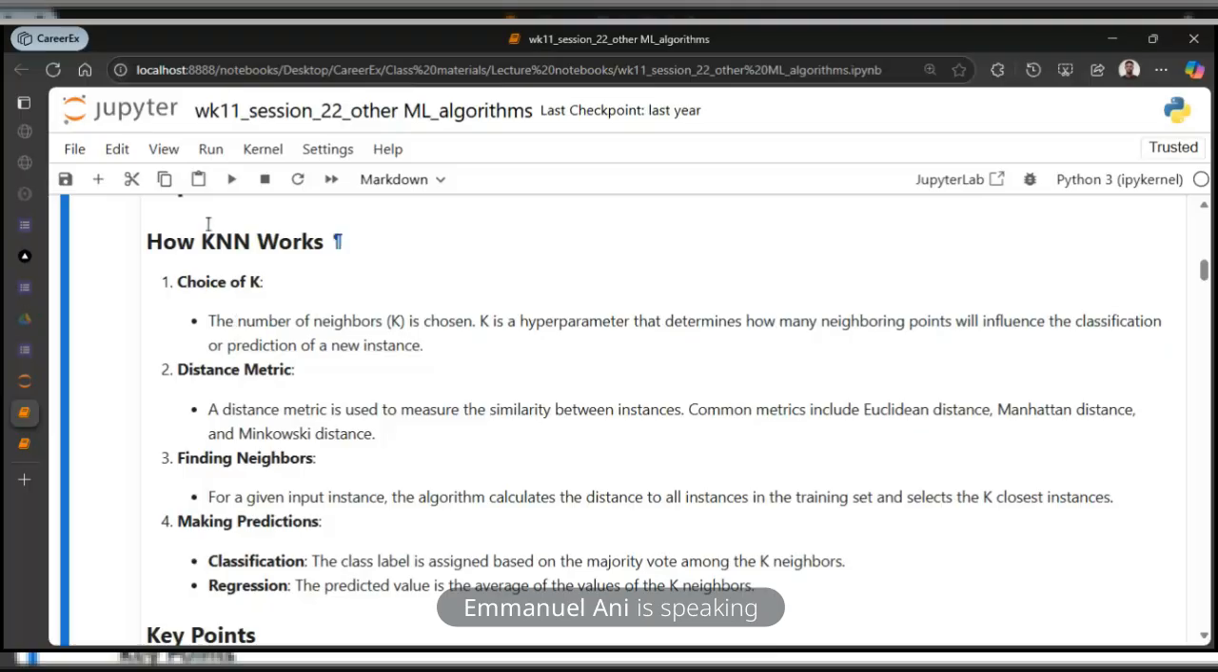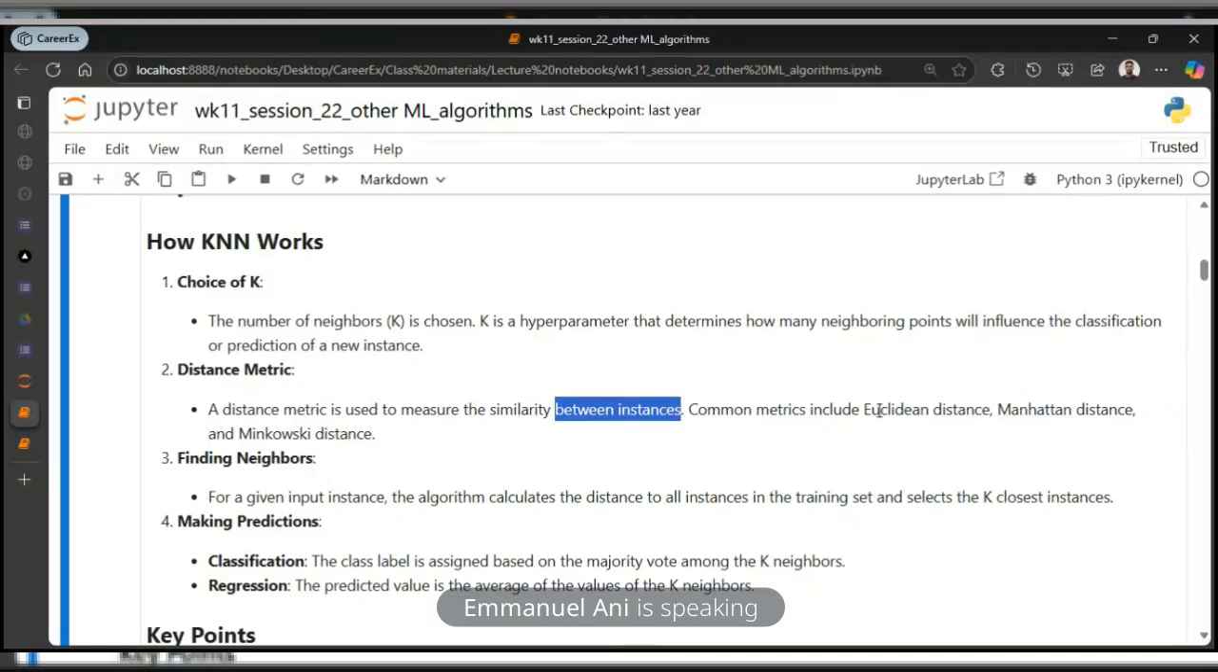After you've chosen your K, you're also going to choose what we call a distance metric. A distance metric is used to measure the similarity between instances. Remember I told you that what your KNN is trying to do is get the nearest neighbors. So how does it determine those data points that are closest to it? It is via the distance metric. We have several distance metrics.